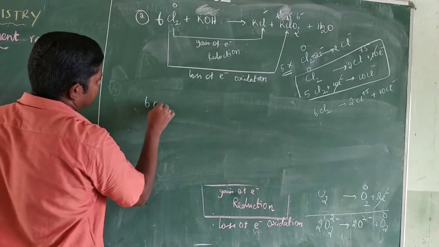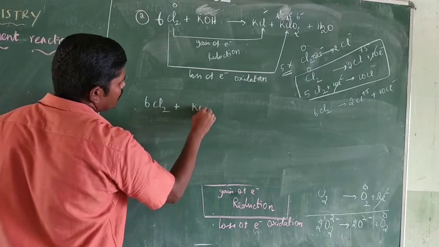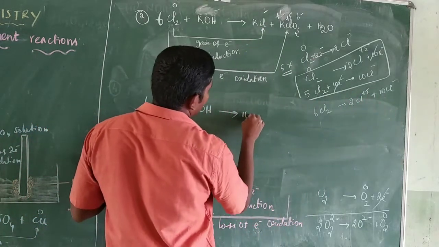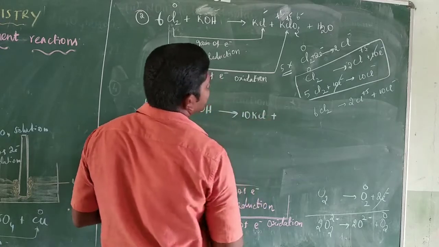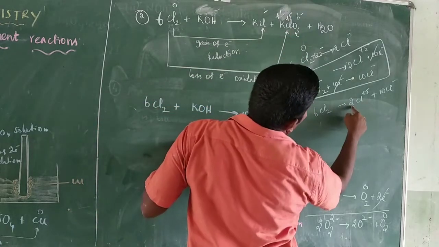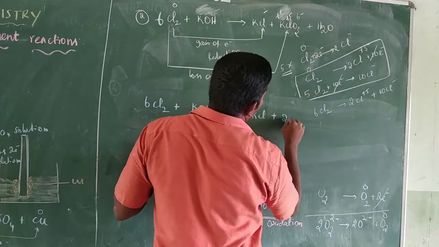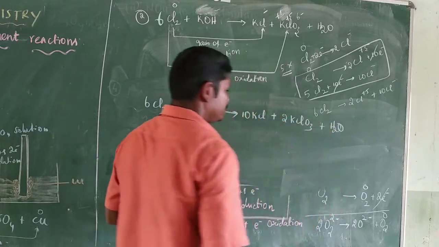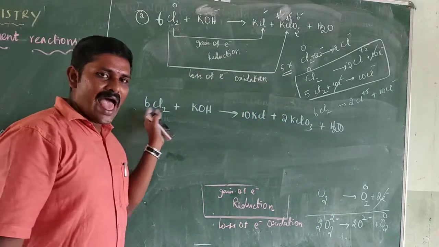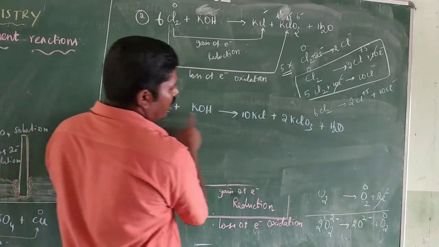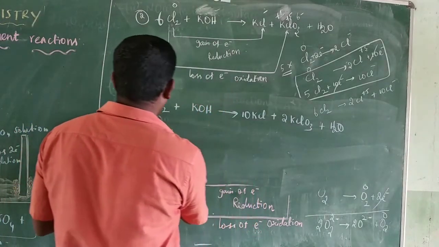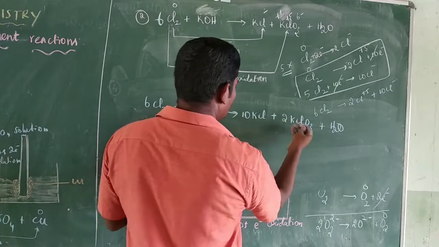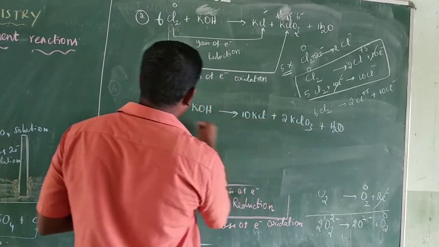So 6Cl2 plus KOH will give 10 KCl plus 2 KClO3 plus H2O. Balance the atoms on both sides. Chlorine: 6 times 2 is 12 chlorine; 10 plus 2 is 12 chlorine. Potassium: 10 plus 2 is 12 potassium.